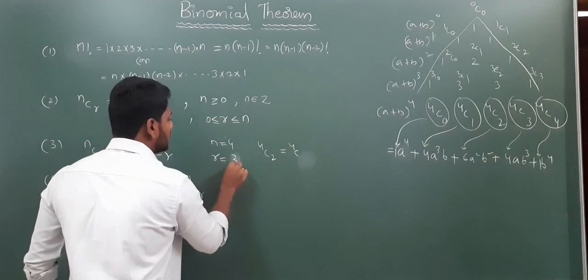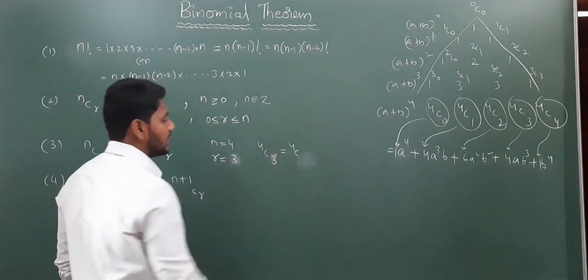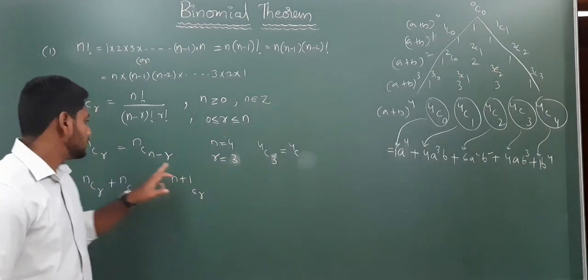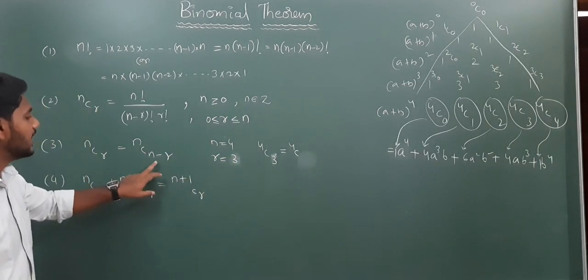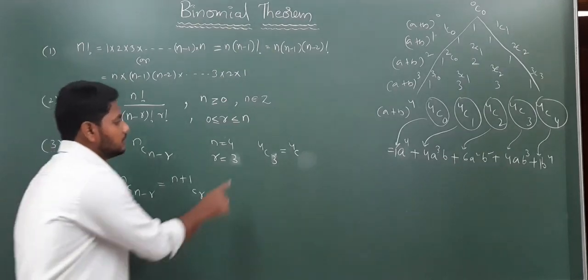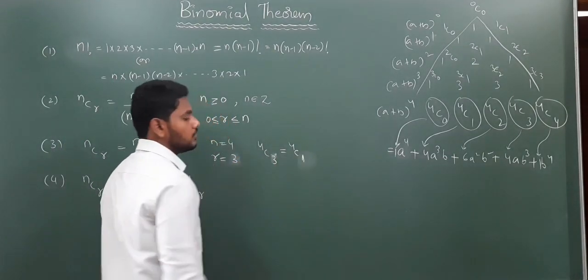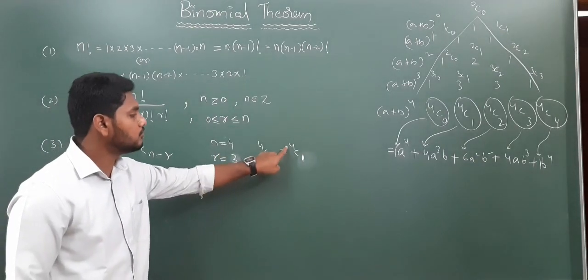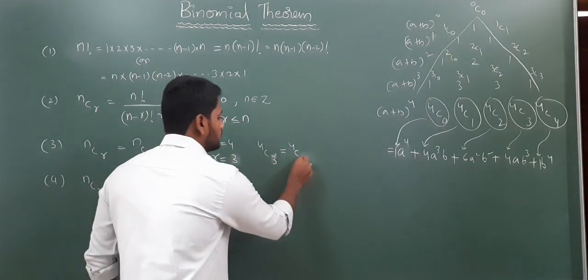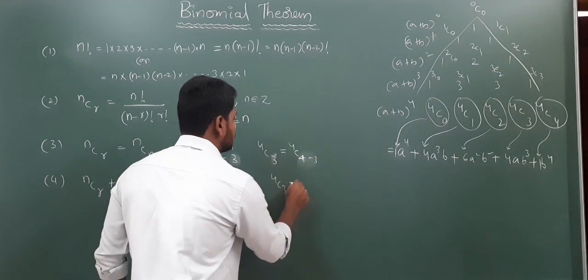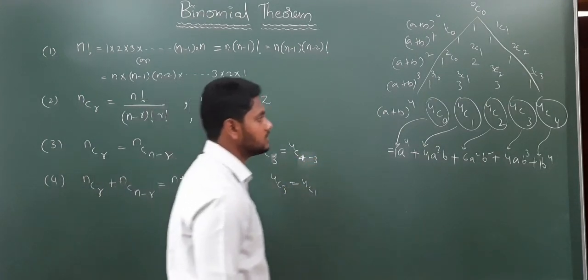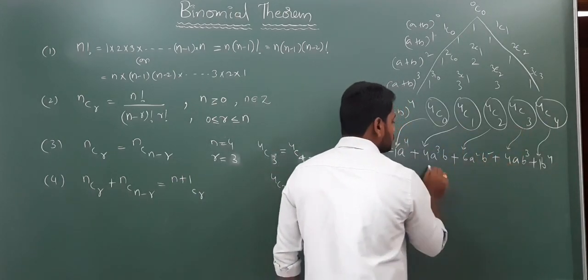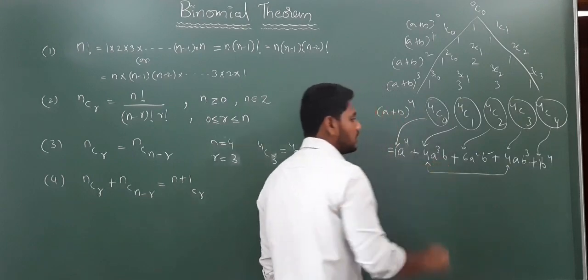If we take r equal to 3, then nCr means 4C3. That also should be equal to nC(n minus r), nothing but 4 minus 3, which is equal to 1. So according to this formula, 4C3 is equal to 4C1. Correct or not? Let us check. What is the 4C1 value? 4. What is the 4C3 value? 4. So these two are equal or not?